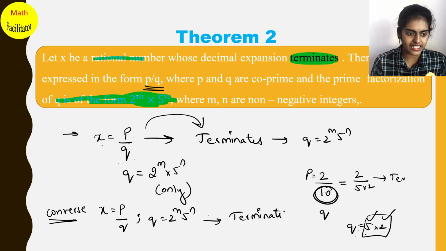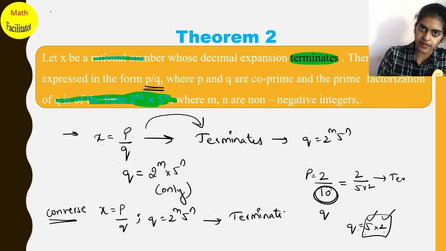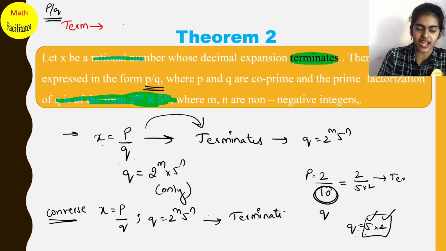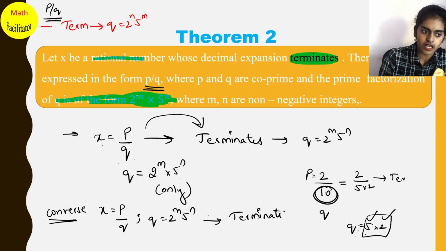So I'll explain you very clearly here in one step. Suppose p by q is a rational number, and let us firstly write the first statement. p by q is a rational number and this rational number has a terminating decimal expansion if this q is of the form 2^n 5^n. This is the original theorem.